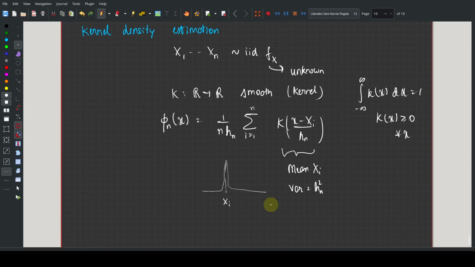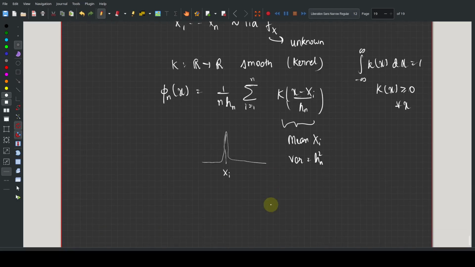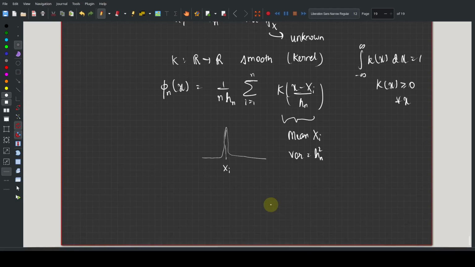So if you think of estimating f using a sequence of, say, pulses, which is effectively what the Gaussian looks like roughly, then hn basically controls the width of this pulse, and xi essentially indicates the location of this particular pulse. All right, so suppose that we use this particular estimator. How well does this estimator perform?